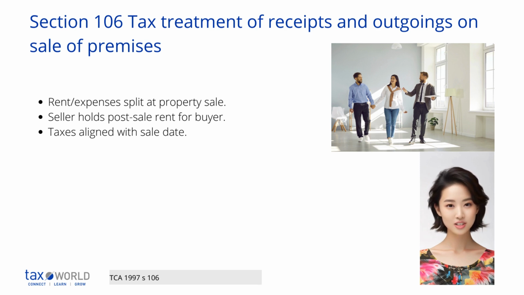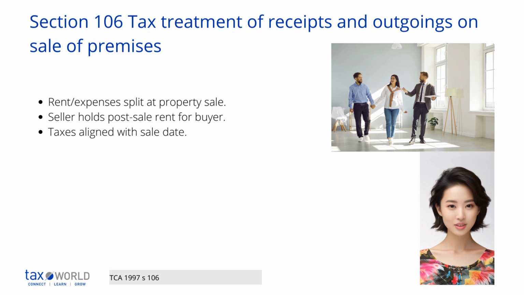Today I'd like to talk to you about Section 106 of the Taxes Consolidation Act 1997. Section 106 deals with a situation where a rented property is being sold and it is necessary to apportion rent payments between the seller and the buyer. The seller, known as the vendor, and the buyer need to figure out who gets the rent payments and who covers the expenses during the time the property sale is being finalized.